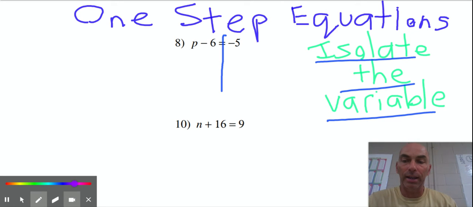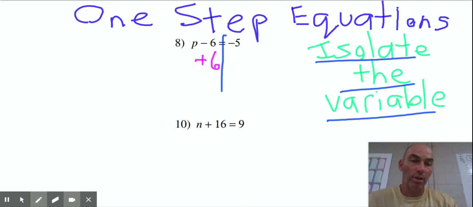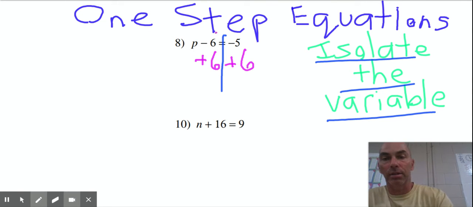So how do I get rid of a negative 6? The opposite of negative 6. So I add 6. I can't just do that to one side and not the other. I have to do it to both sides. So I add 6 to both sides of the equation. Why do I add 6, Coach Caps? Because I want the negative 6 to go away. So if I want the negative 6 to go away, I have to add 6 because I know 6 and negative 6 combine to give me 0.